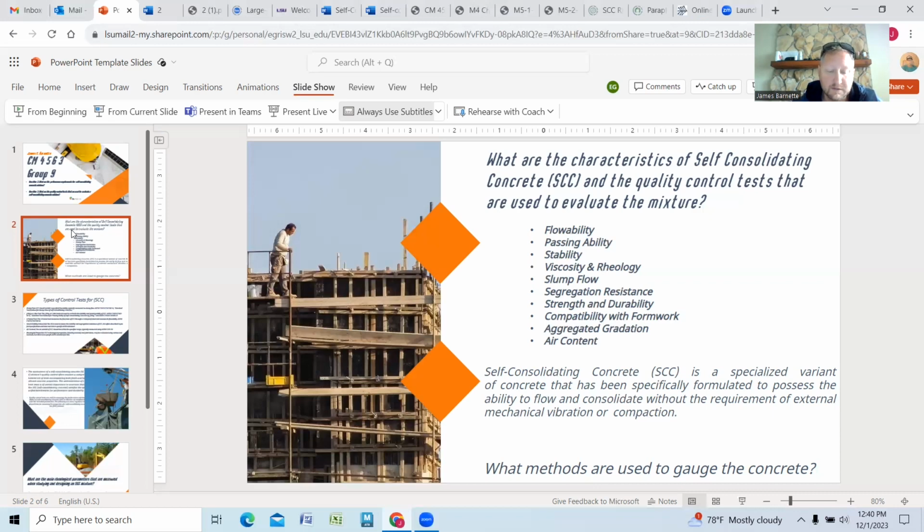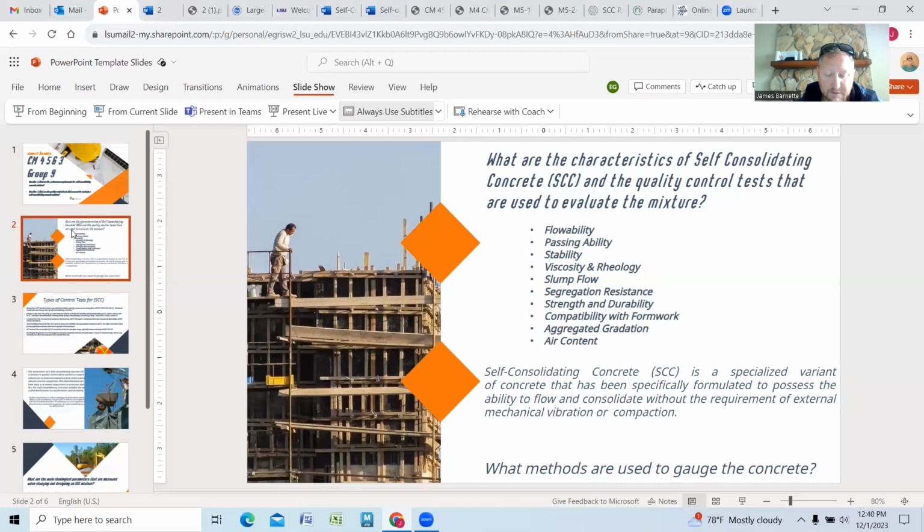Compatibility with formwork. It is imperative that self-consolidating concrete exhibits compatibility with the formwork employed during the construction process. The material should not induce any structural harm to the formwork, and its capacity to flow should enable it to adequately occupy the formwork without generating empty spaces or obstruction.